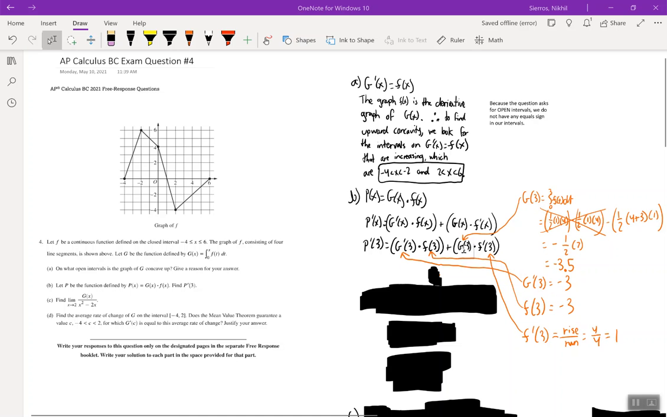Now to find g of 3, we actually have to plug x equals 3 into the equation g of x is equal to the integral from 0 to x of f of t dt. And so we're going to get g of 3 is equal to the integral 0 to 3 of f of t dt, which is going to be equal to 1/2 times 1 times 4 minus 1/2 times 1 times 4 minus 1/2 times 4 plus 3 plus 1.